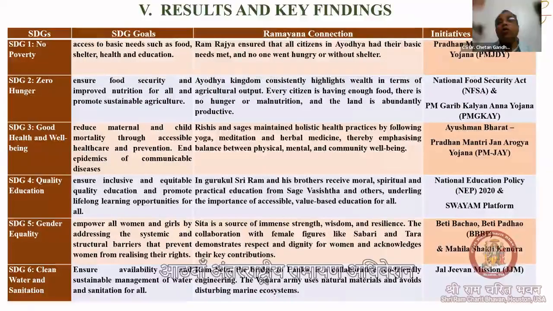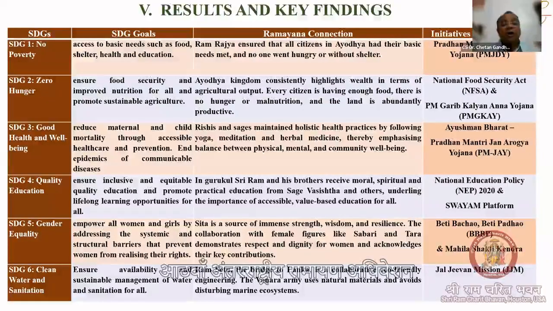Ram Rajya ensured that all citizens in Ayodhya had their basic needs met. And currently, we also find the initiatives taken in India, such as Pradhan Mantri Jan Dhan Yojana. In case of zero hunger, it ensures food security and improved nutrition for all. The Ayodhya kingdom consistently highlighted wealth in terms of agricultural output, and every citizen had enough food. Currently, we have the National Food Security Act and PM Garib Kalyan Anna Yojana.